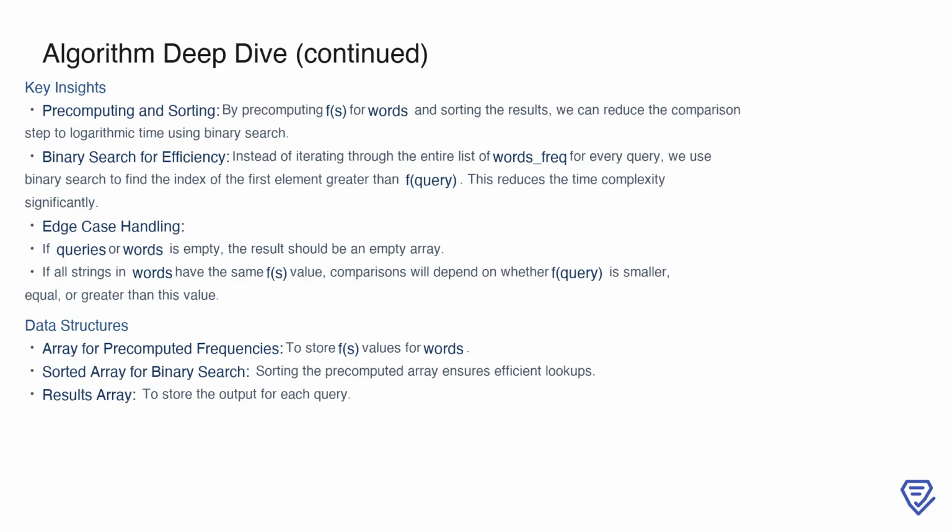It's also important to handle edge cases appropriately. For instance, if either queries or words is empty, the result should simply be an empty array. Additionally, if all strings in the words list have the same f(s) value, the comparisons depend on whether f(query) is smaller, equal to, or greater than that value. Finally, the solution relies on specific data structures: an array to store the pre-computed f(s) values, another sorted array for binary search, and the results array to store the output for each query.